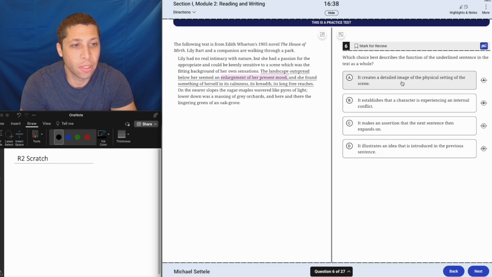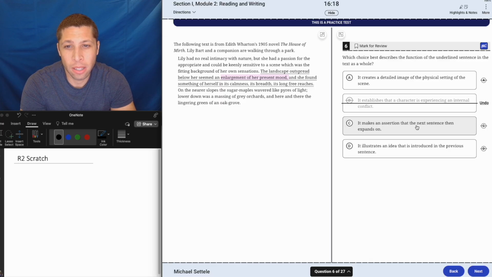Creates a detailed image of the physical setting. Maybe. I mean, it's much more about her than about the setting. It establishes the character's experience of an internal conflict. Doesn't seem like a conflict. She seems just happy. Makes an assertion that the next sentence then expands on.